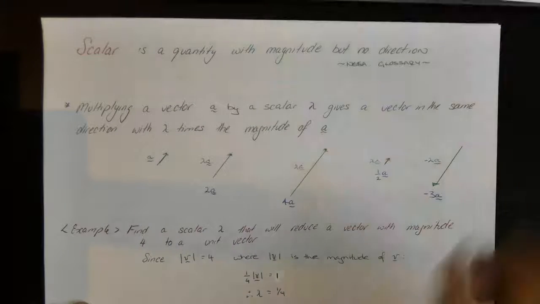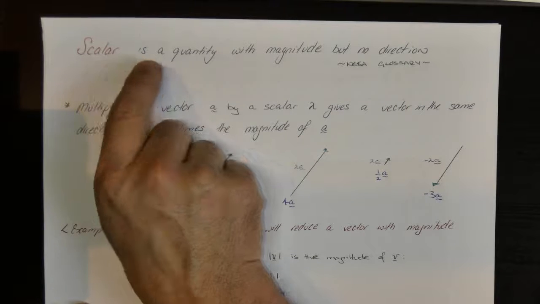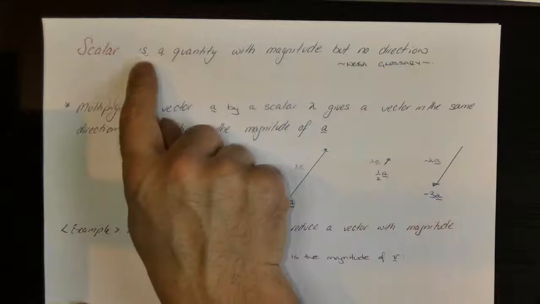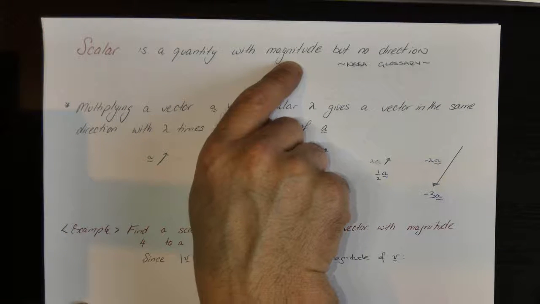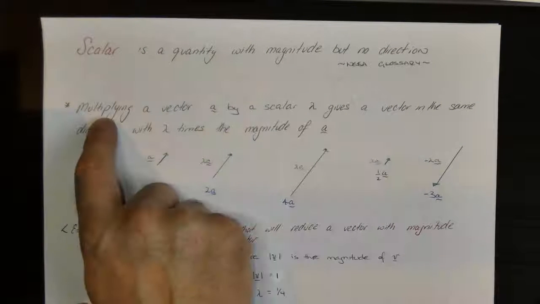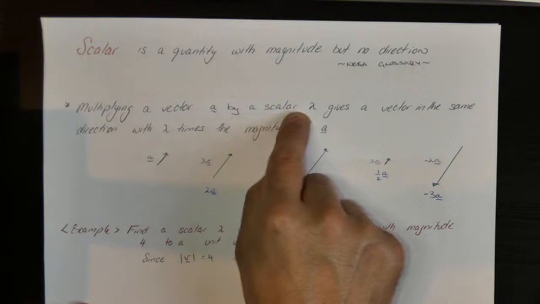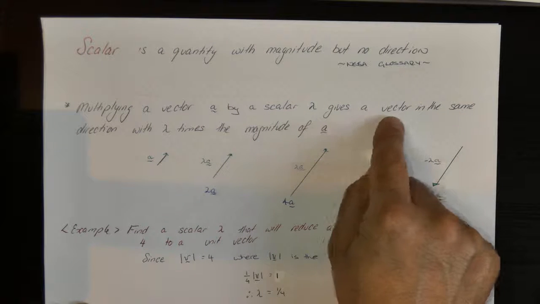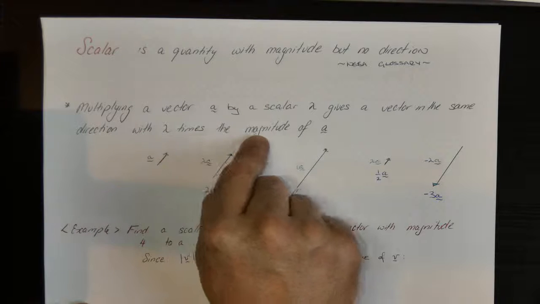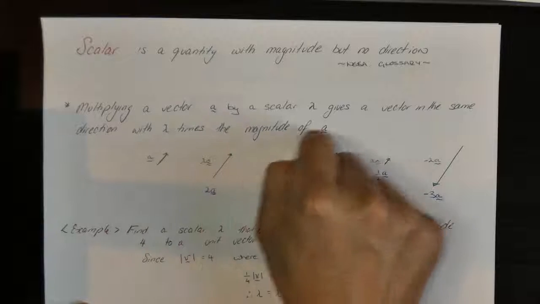So, important note to know from our NESA glossary, a scalar is a quantity with magnitude but no direction. Okay, so it's a length, but it has no direction. So when we multiply a vector A by a scalar lambda, it's going to give us a vector in the same direction, so we're going to go the same way, but it's going to be lambda times the magnitude of A. So it's going to be lambda times the length of A.